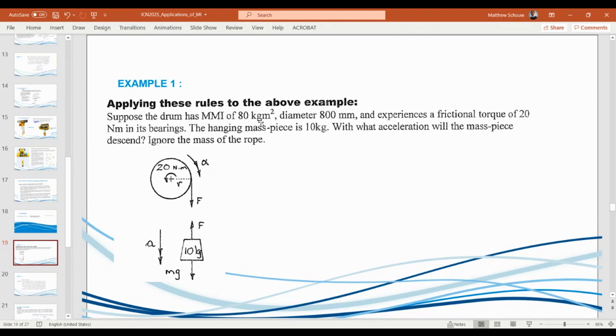Like I said, we normally look at all the linear counterparts. So what acceleration will the mass piece descend at? We have a drum. Guys, it's a very basic example, so I'm going to explain this concept. It says it's descending, so we know the acceleration is going downwards. There's a mass piece on here, 10 kilograms.